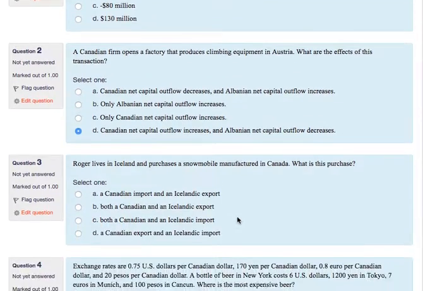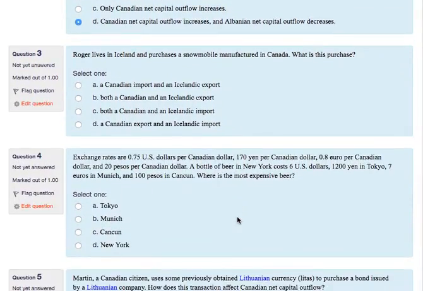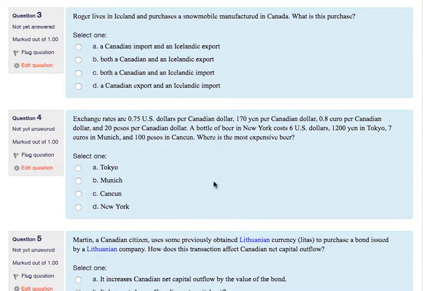Roger lives in Iceland and purchases a snowmobile manufactured in Canada. What is this purchase? Well, this snowmobile was manufactured in Canada and it was sent to Iceland. So that is a Canadian export. And out of all of these answers, only these two say that's a Canadian export. Iceland's not shipping anything out in this transaction. Iceland is just importing the goods. So this is a Canadian export and an Icelandic import.